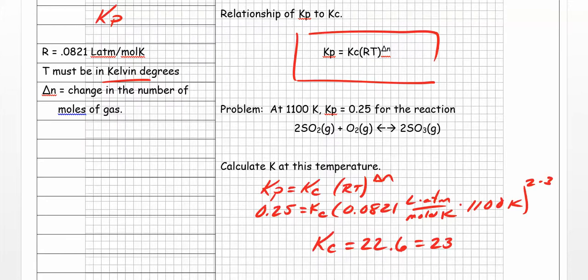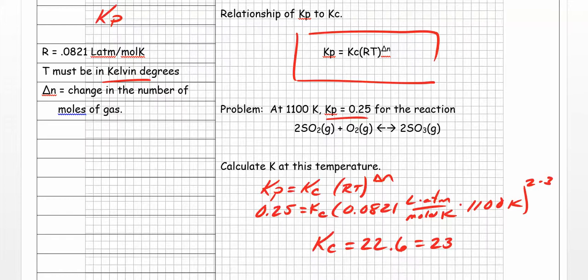It says at 1100 degrees Kelvin, Kp is 0.25 for this reaction. So we've got 2 moles of SO2 gas plus O2 gas in equilibrium with 2 moles of SO3 gas, right? So that's the equilibrium there. And they're giving me the Kp value, and they want to know what Kc is. How do we figure this out?